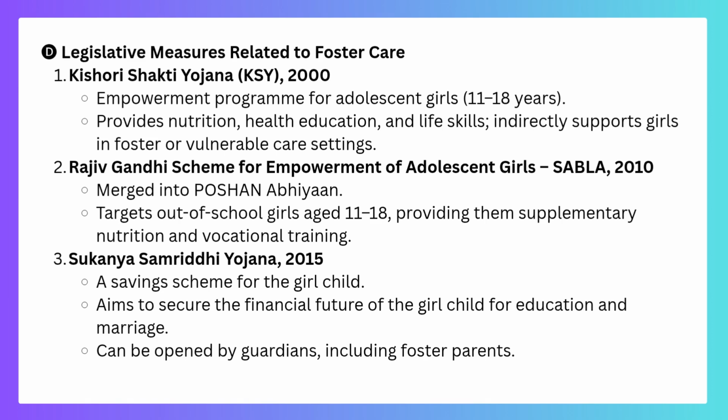Rajiv Gandhi Scheme for Empowerment of Adolescent Girls, Sabla, 2010. Merged into Poshan Abhiyan. Targets out-of-school girls aged 11 to 18, providing them supplementary nutrition and vocational training.